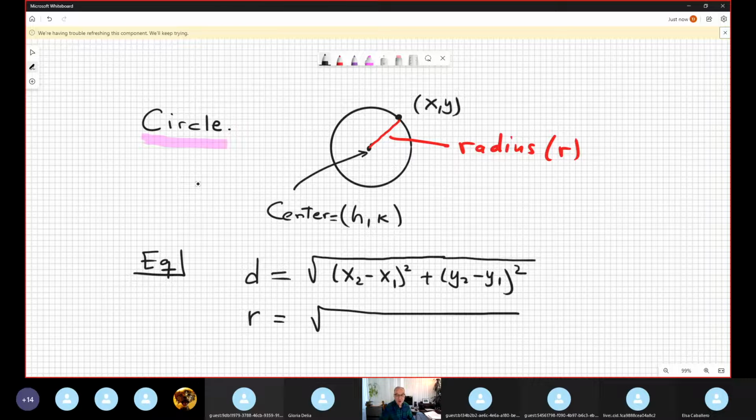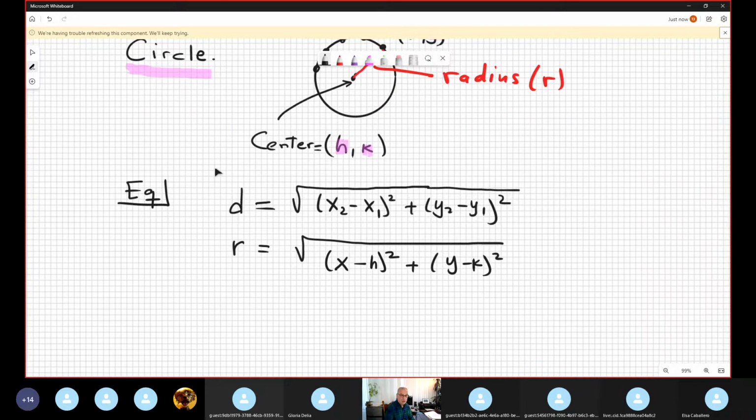It's x comma y. Maybe it's this, or maybe it's this, or maybe it's this. I call it in general x comma y. And the other point is the center. So it's x minus h squared. You're subtracting the same components, x and h, and y and k, and squaring each one, plus y minus k squared. Okay, and that's it. Now we refine this equation a little bit.